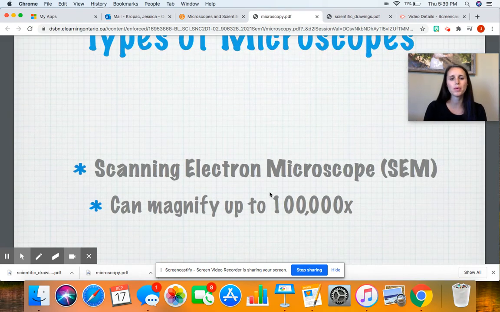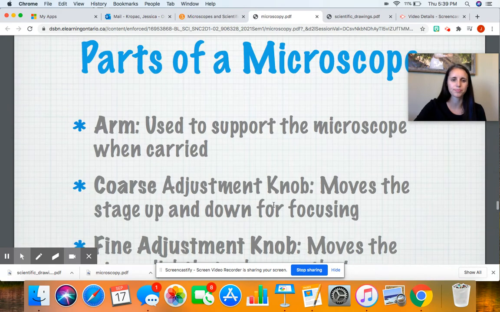Last type of microscope is the scanning electron microscope. So again, using electrons, it's got a really nice balance of magnification and resolution. It can magnify not quite as much as a transmission, but it can magnify up to 100,000 times. So again, still much more than the 2,000 times of the compound microscope.